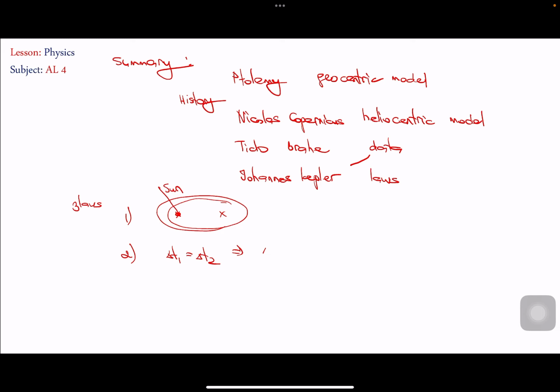And the third law that was derived by Johannes Kepler, that the ratio of the period squared to the cube of the semi-major axis is constant. That is approximately 2.97 times 10 to the power minus 19 seconds squared per meter cubed. It was constant for all planets, not only planets. We also mentioned that it is constant for the comets and all celestial bodies rotating around the sun which are in the solar system.